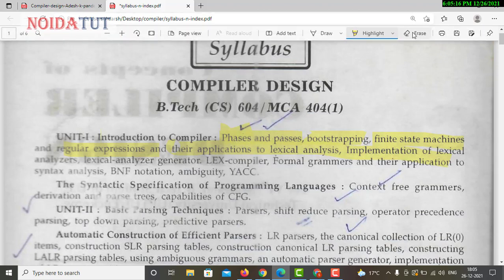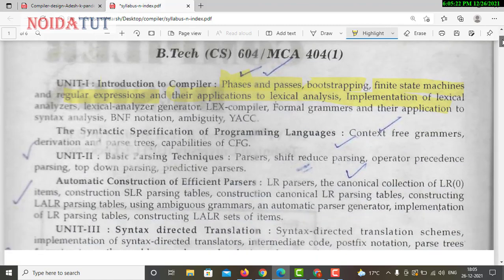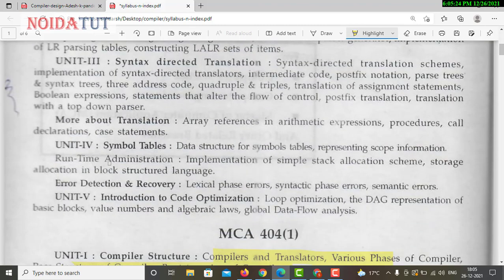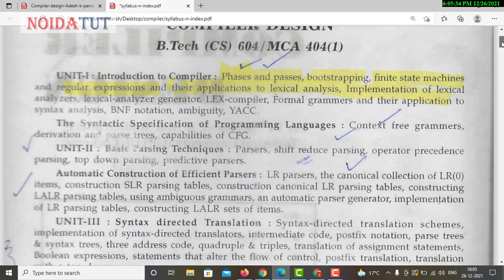Now see, this is the entire syllabus, and the questions can come from anywhere. So we cannot leave any of the topics. Even the last unit is very much important. The last unit is very easy and small. Okay. Fine. And the first unit is the largest one.